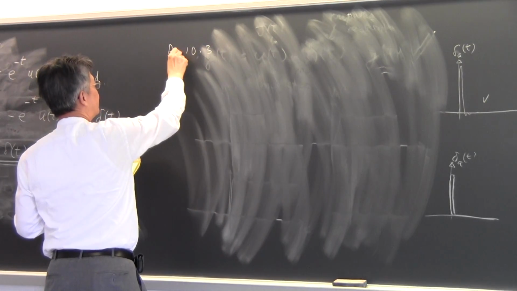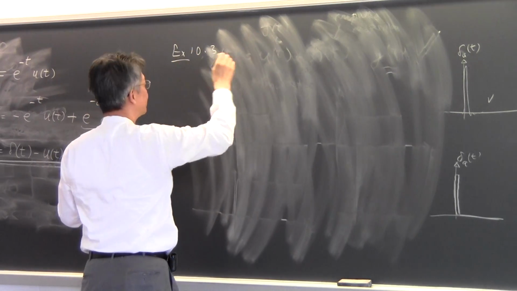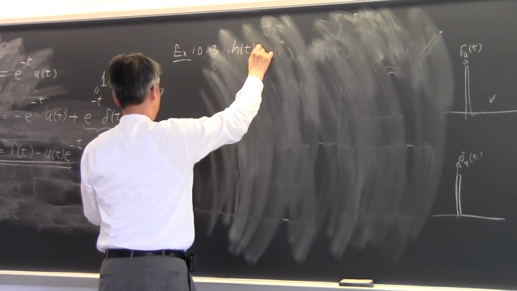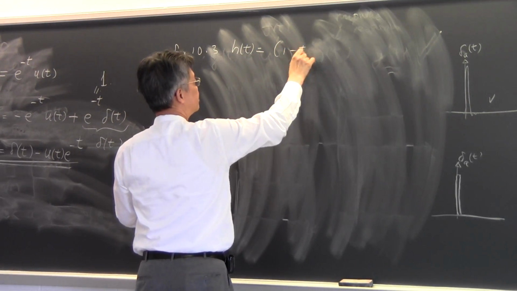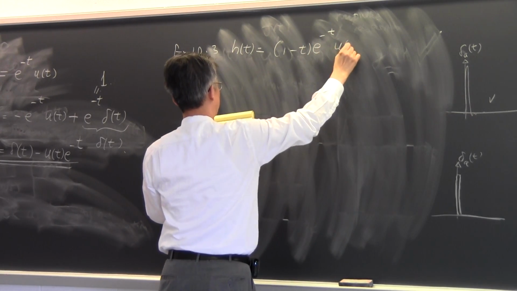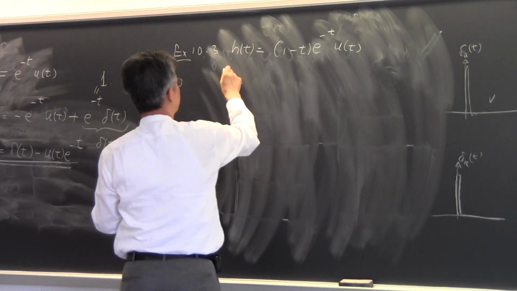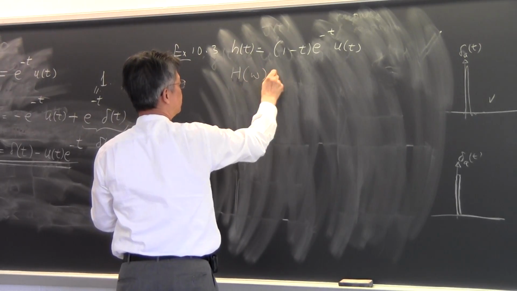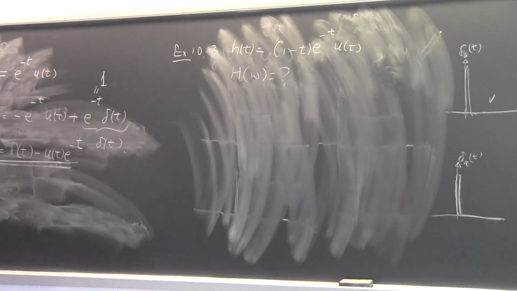Example 12.3, let's go through this example. It says that if h(t) is equal to (1 minus t) e to the minus t u(t), find H(omega). Okay, find H(omega). And this is an exercise in Fourier transform.